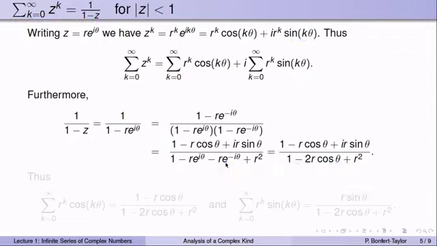Altogether, we have found the real part of 1 over 1 minus z right here, because these are all real, and the imaginary part is right here.